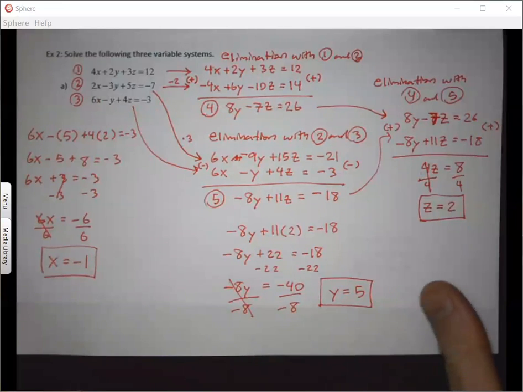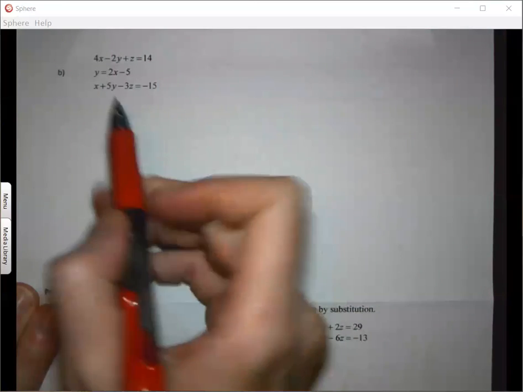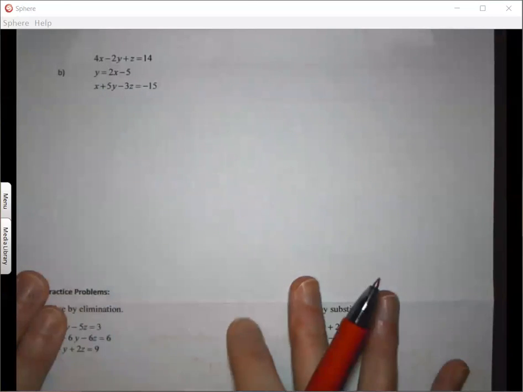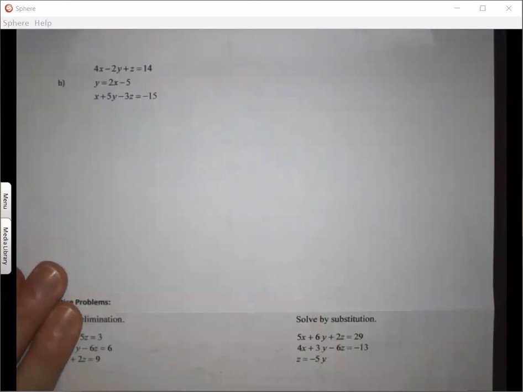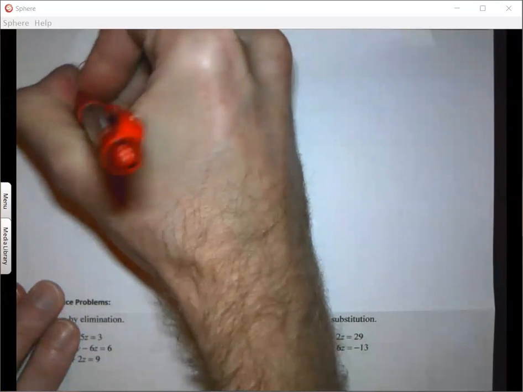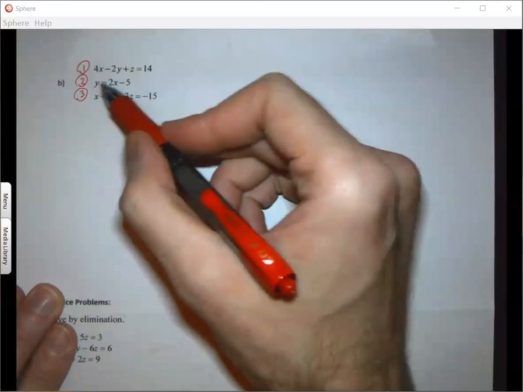Next example, we're going to do substitution. You can see problem B is set up nicely for substitution. We already have an equation that's solved for y. So we'll number them to help us keep track. I'm going to substitute 2 into 1.